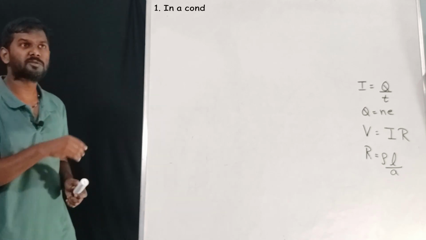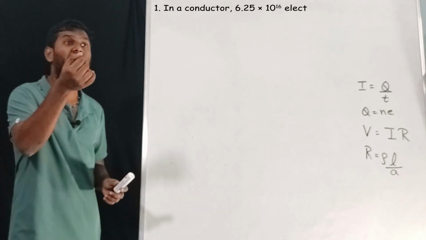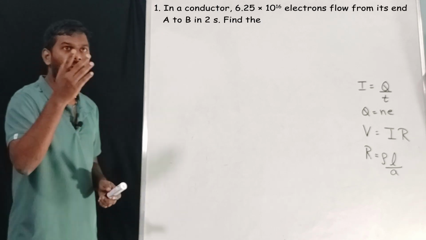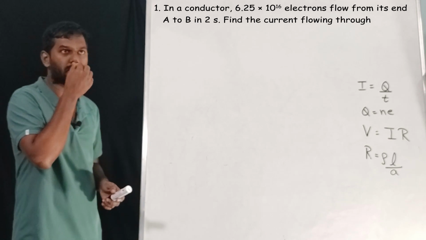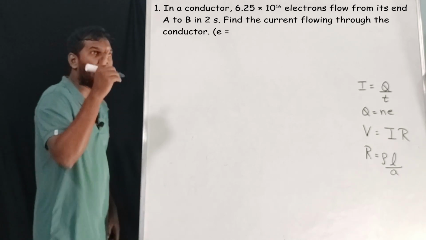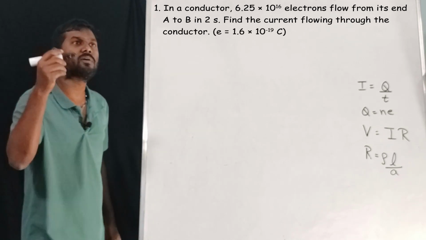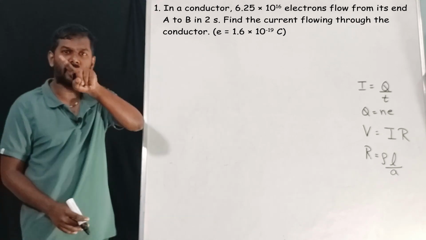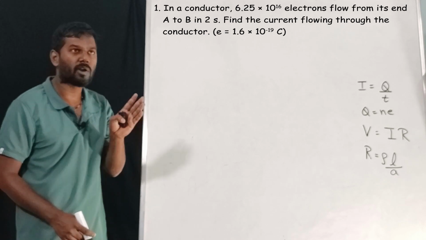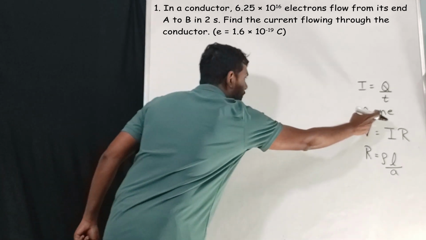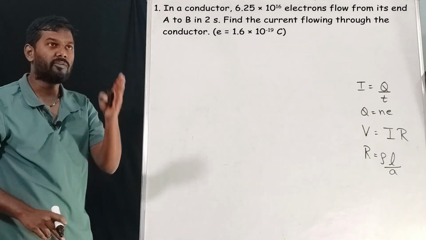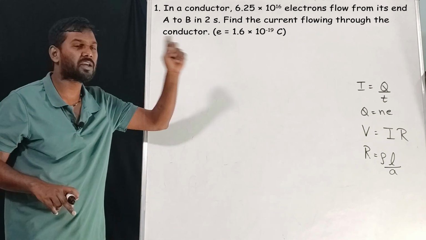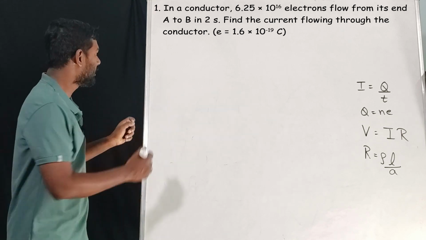In a conductor, 6.25 into 10 power 16 electrons flow from its end A to B in 2 seconds. Find the current through the conductor. E value is given. Now listen. In a conductor, 6.25 into 10 power 16 electrons are flowing. Do you see any capital C unit? No, right? That means N value is given. If the same thing, 6.25 into 10 power 16 C, is given, that means Q value is given. So there is no unit.